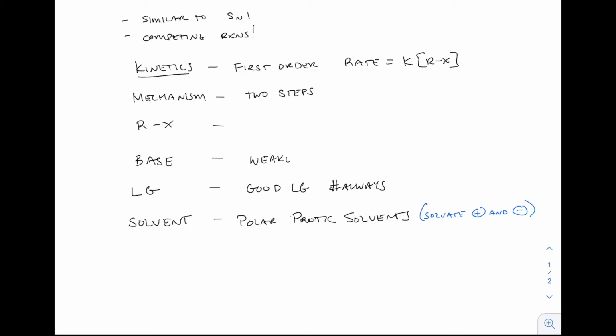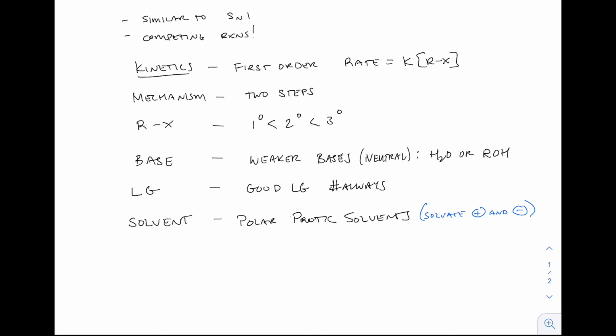Now let's talk about the base. Since we don't want it to have to compete with an E2 reaction, we want it to be a weaker base. And so that's going to be a neutral molecule like water, or ROH, which is just an alcohol.